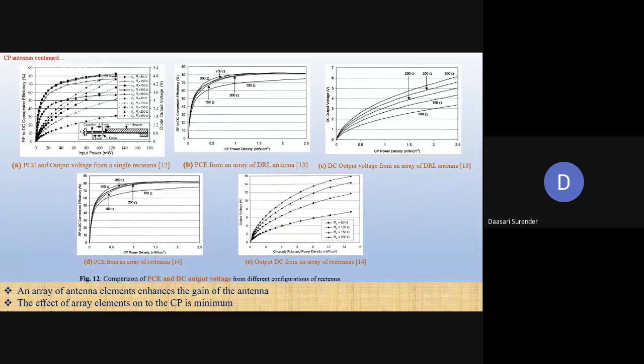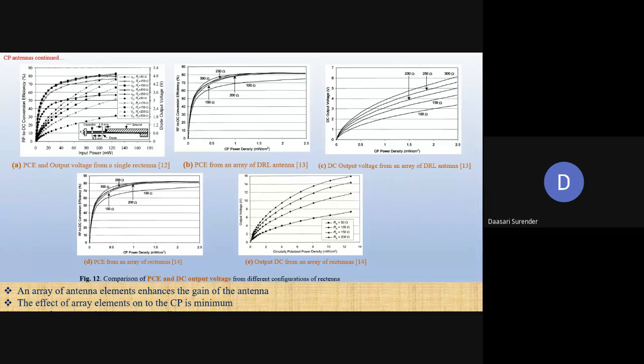And by considering the RF to DC conversion efficiency performance and the output voltage performance, here we can observe that as the input power is increasing, the RF to DC conversion efficiency is increasing, and the output voltage, shown with the dotted lines, is also increasing. The maximum RF to DC conversion efficiency offered is almost 80%. The maximum voltage offered is 4.8 volts.